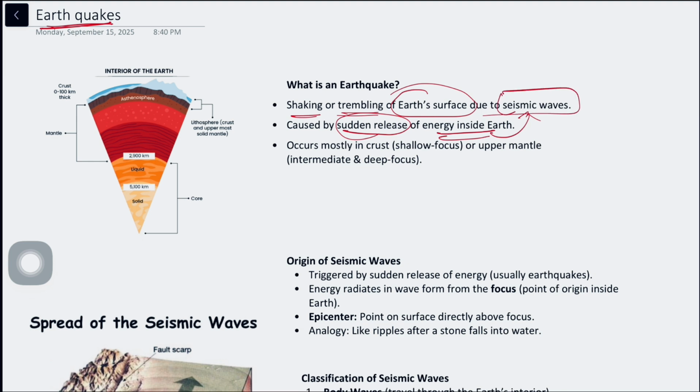Okay, and these earthquakes occur mostly on the earth crust, that is what we are calling the shallow focus, or the upper mantle region of the earth. So this is the crust region, and then we will classify it as the mantle. And the uppermost region is called the upper mantle of the mantle.